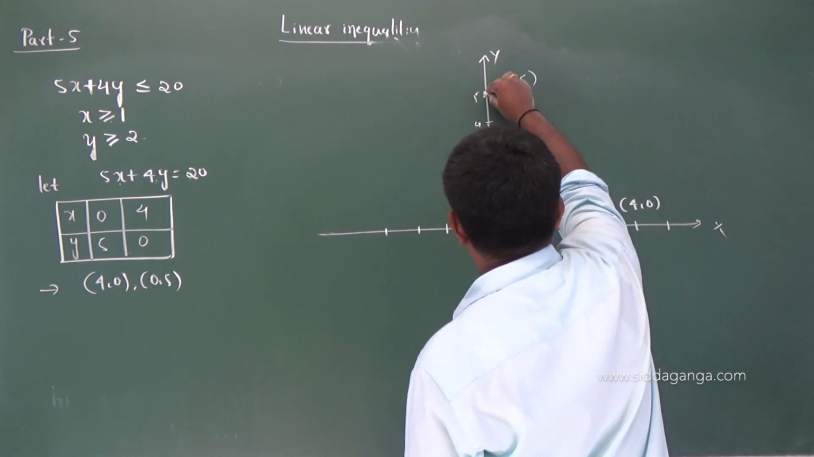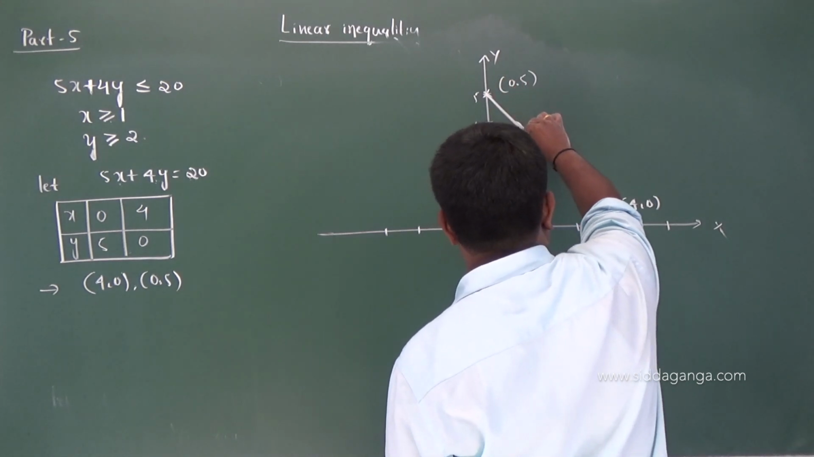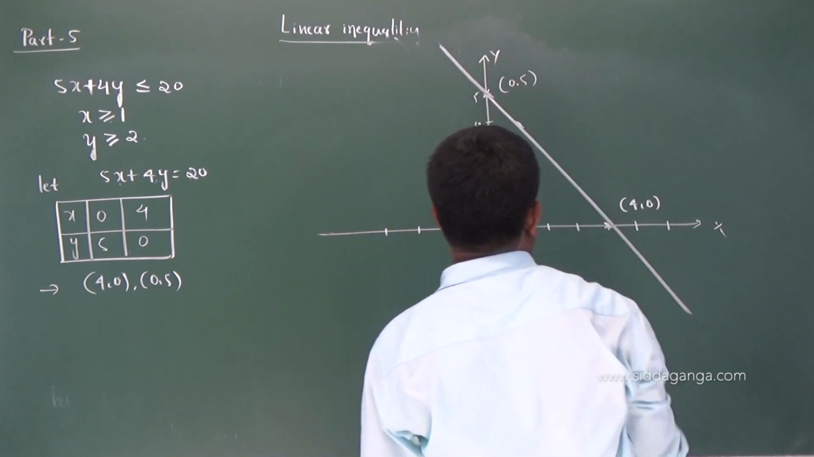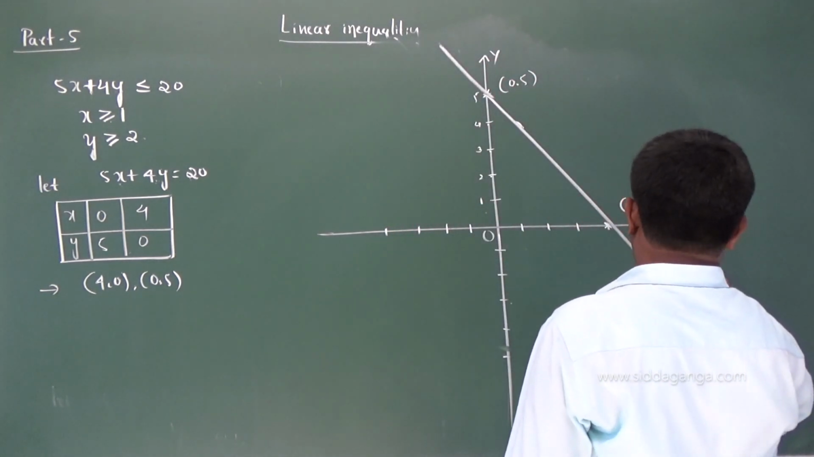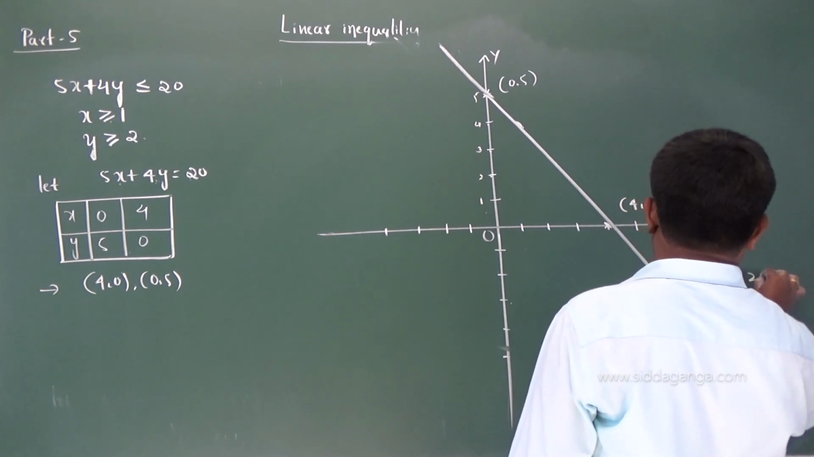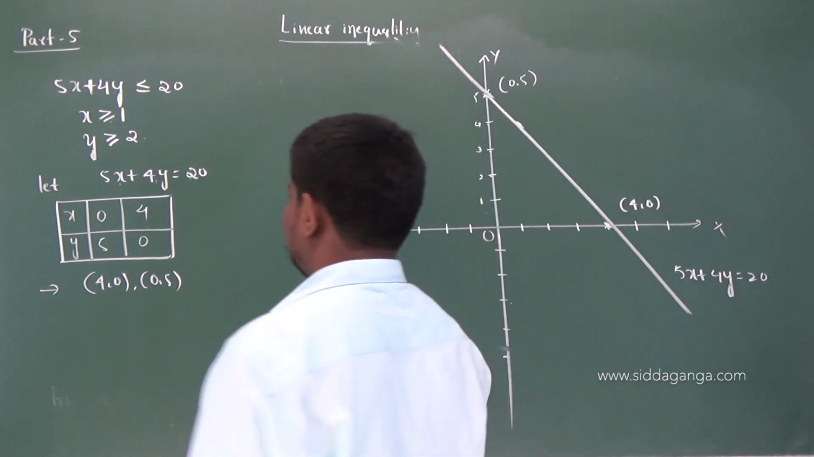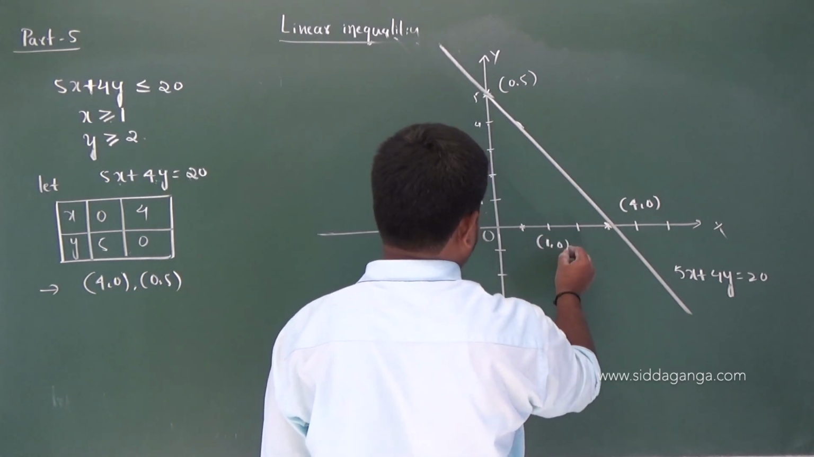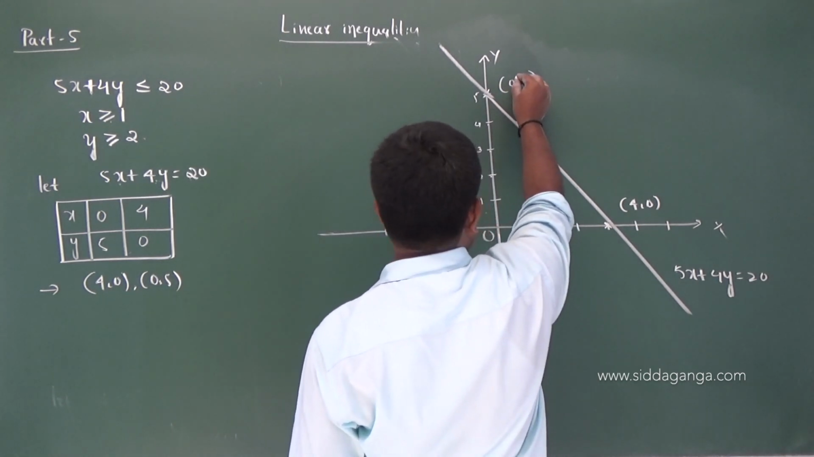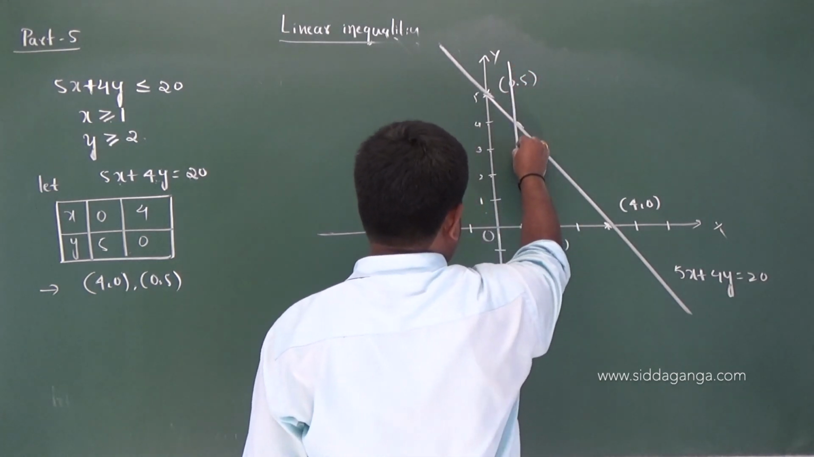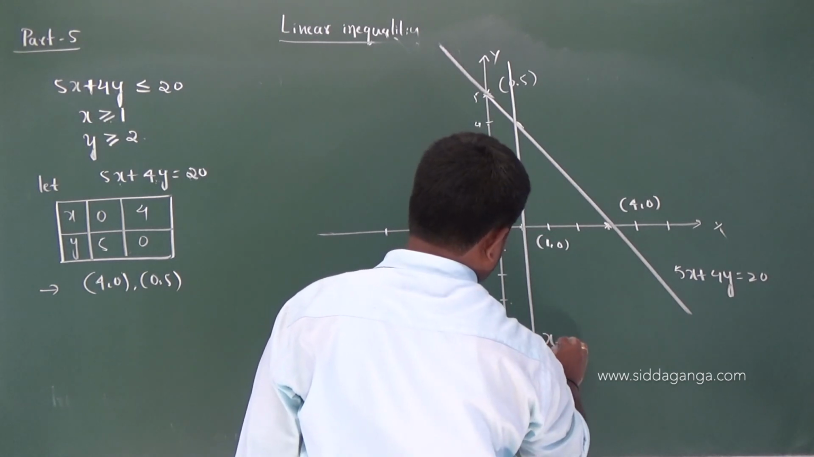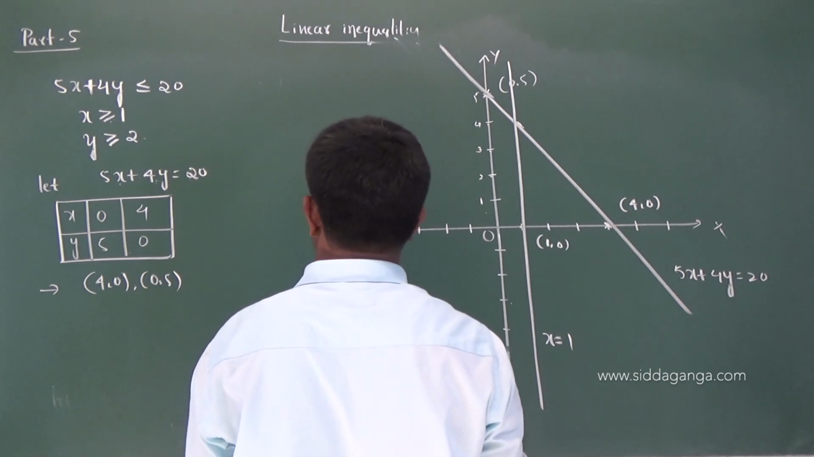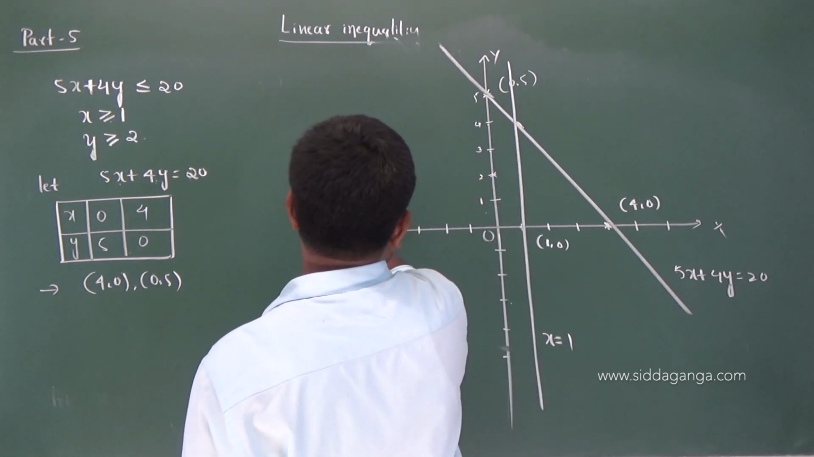So this is your line 5x plus 4y equal to 20. And the second line is what? x is equal to 1 is a line parallel to the y-axis that passes through 1 comma 0. This is 1 comma 0. This is x is equal to 1. Next, y is equal to 2 is a line parallel to the x-axis that passes through 0 comma 2. This is your 0 comma 2.